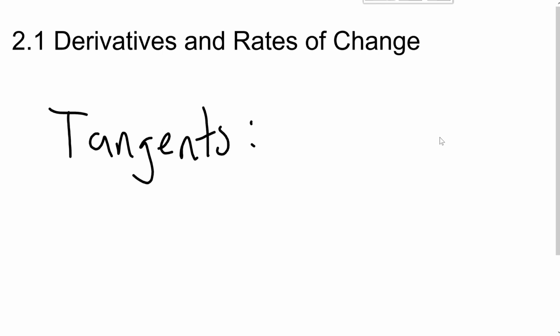This is the first section of chapter 2. We're looking at derivatives and rates of change. Now, we talked about tangents a little bit from the last chapter. It's a line that only touches the curve once, and it goes in the direction of the curve. And then we also talked about how if it touches it twice, that's called a secant, right?